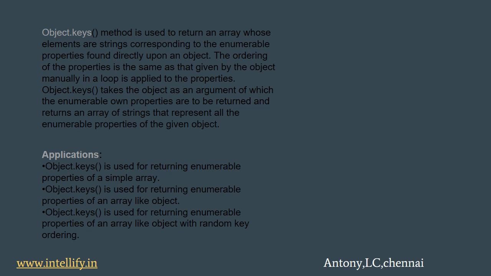So let's see the applications of Object.keys. Object.keys is used for returning enumerable properties of a simple array. It is also used for returning enumerable properties of an array-like object. It is also used for returning enumerable properties of an array-like object with random key ordering. So this is all about Object.keys.